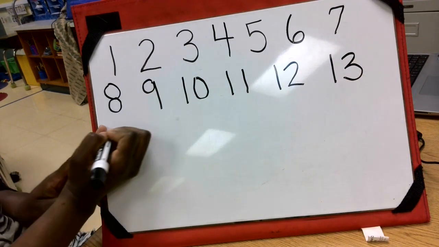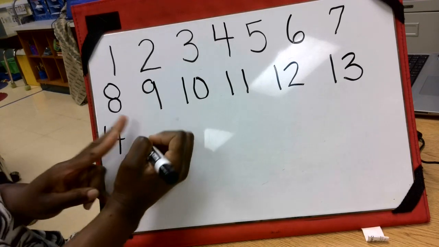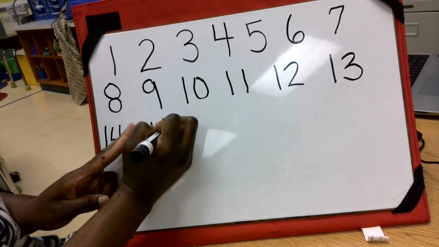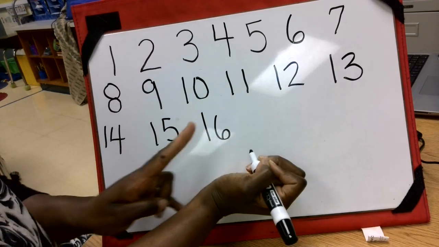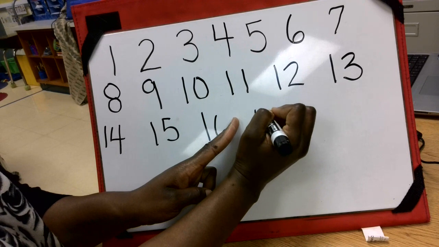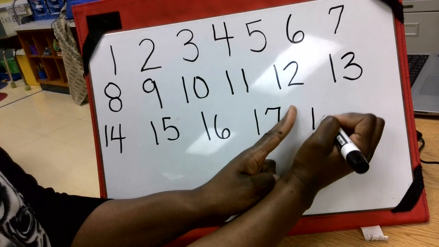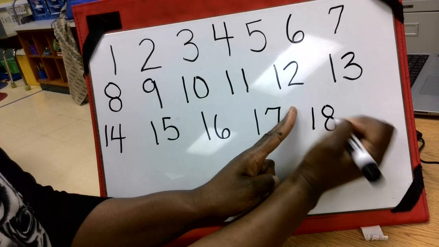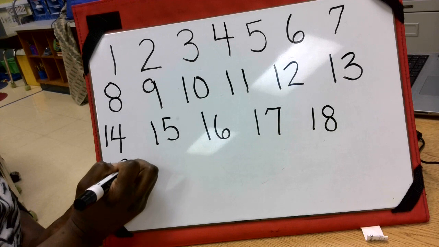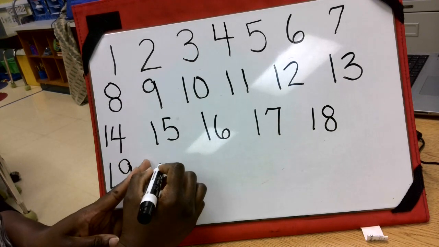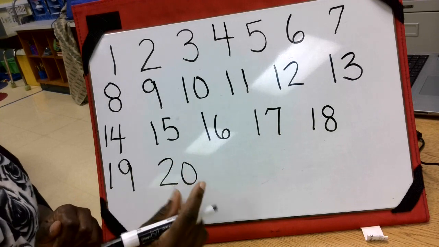We're going down to the next line. 14, 15, 16, 17, 18. Let's go number 19. And we have 20. 1 through 20. Good job.